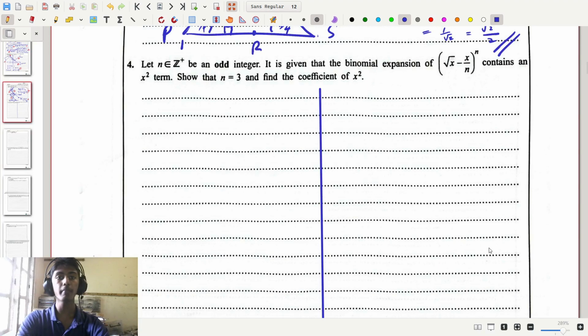2025 A-Level Combined Mathematics Paper 1 Part A, question number 4. This question has to do with the binomial expansion. The question says, let n, which is an element of the positive integers, be an odd integer, which means that n is some kind of odd integer.